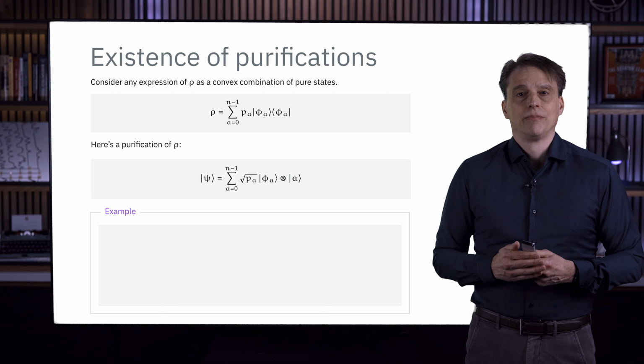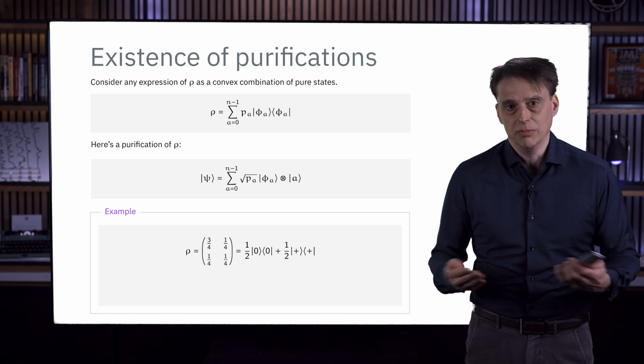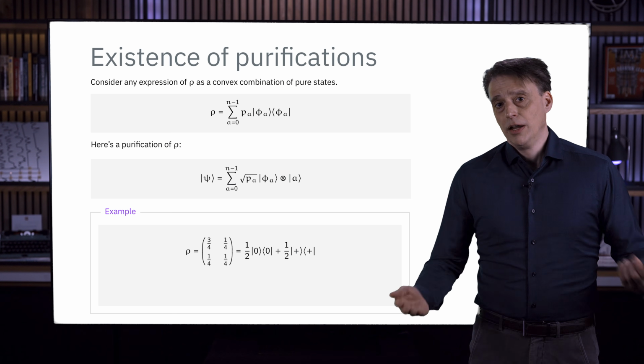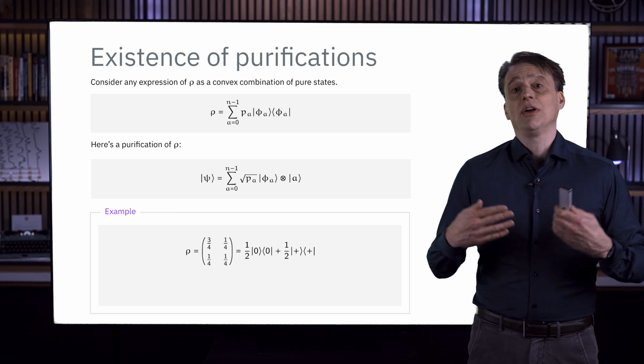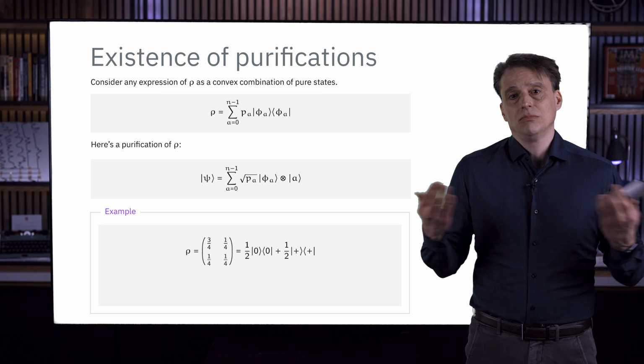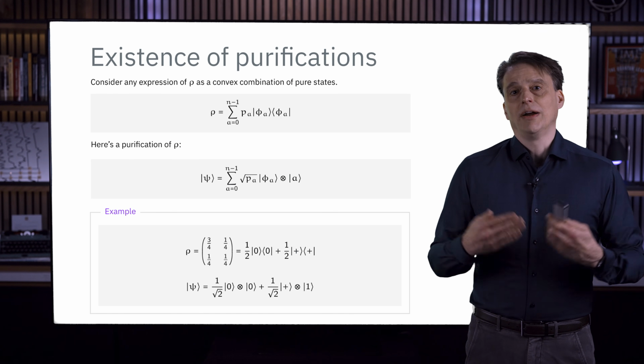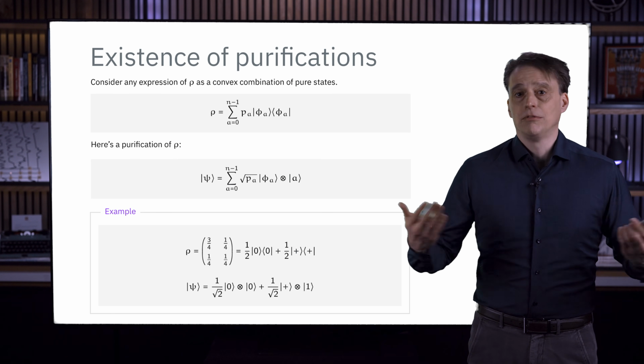Here's an example. Let's consider the density matrix that we saw several times in the lesson on density matrices. Here we have an expression of this density matrix as a convex combination of pure states. It's not a spectral decomposition, but we don't care.